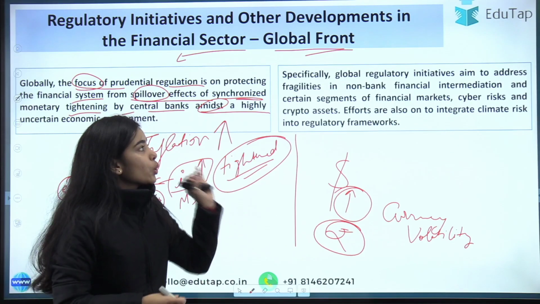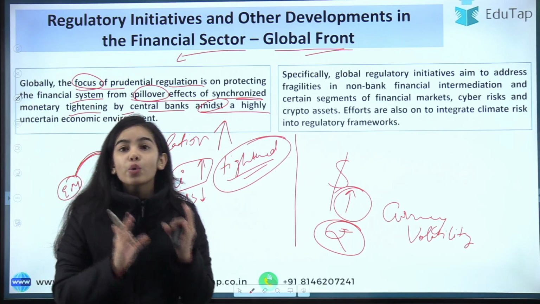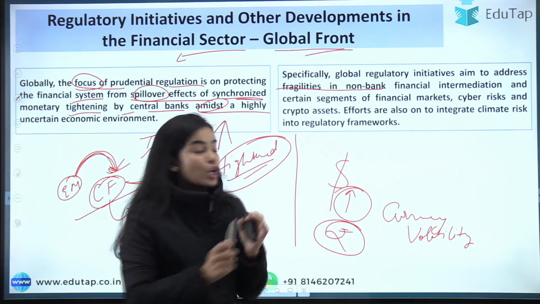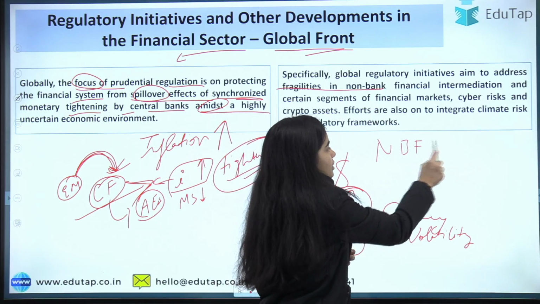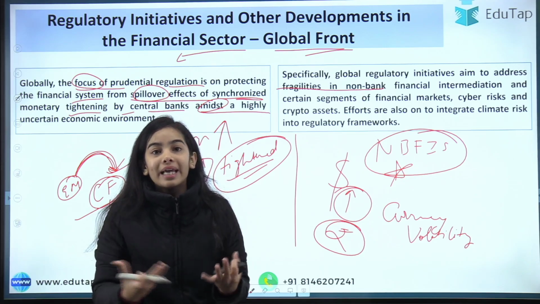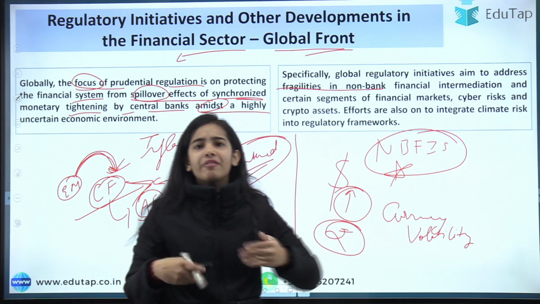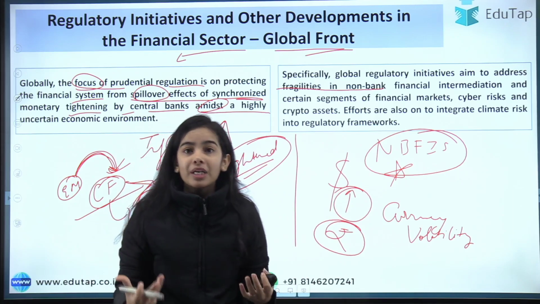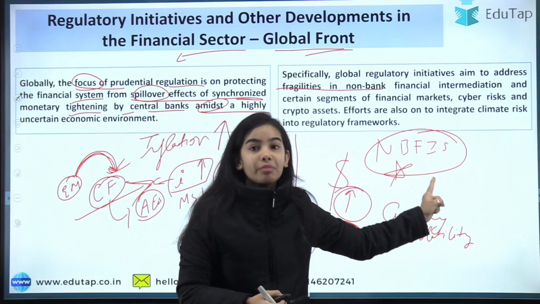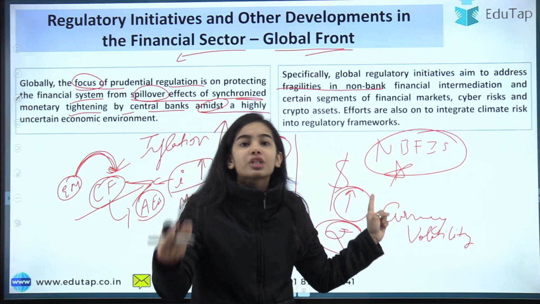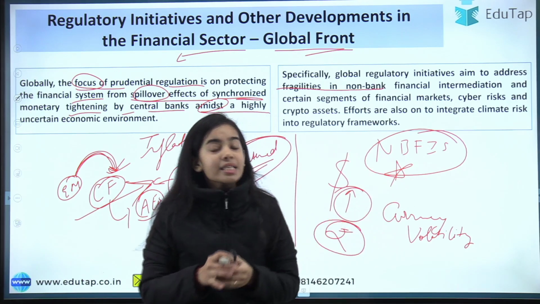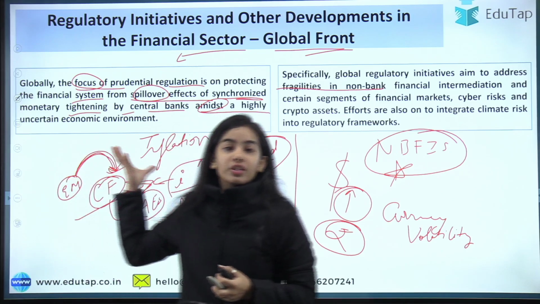Specifically, the global regulatory initiatives want to address the fragilities in non-bank financial intermediation. That is NBFIs. We need to make these NBFIs stronger. How can the NBFIs be made stronger? By having good asset quality and capital buffers. So the first focus is on non-bank financial intermediation, that is the non-banking financial companies, we can say, because they are the ones that are the most fragile. The banks are under the direct regulation of the monetary authority.